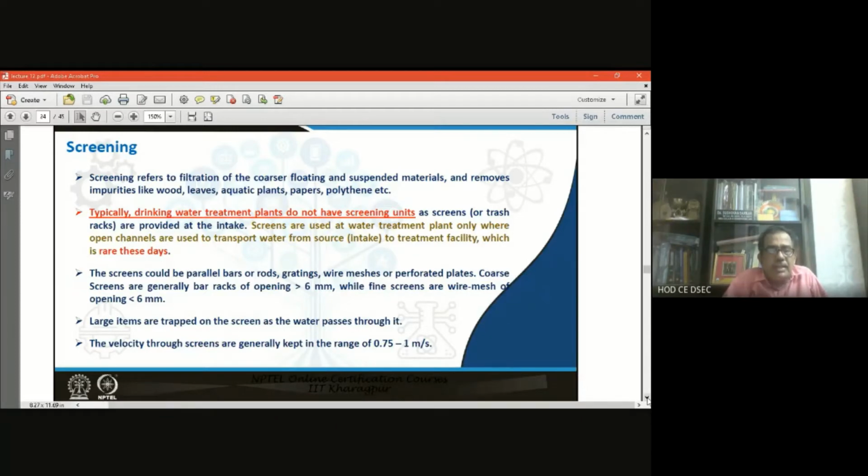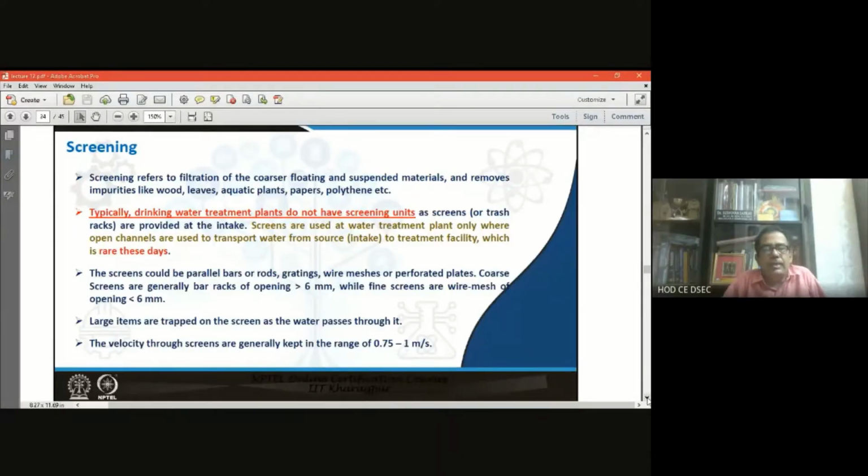When we are taking the water in at the intake, there may be the presence of screens. Screens are used at a water treatment plant only when open channels are used to transport water from the source, that is the intake, to the treatment facility, which is rare these days. Otherwise, generally the screening is itself done in the intake portion. Materials are removed while coming into the water treatment plant.